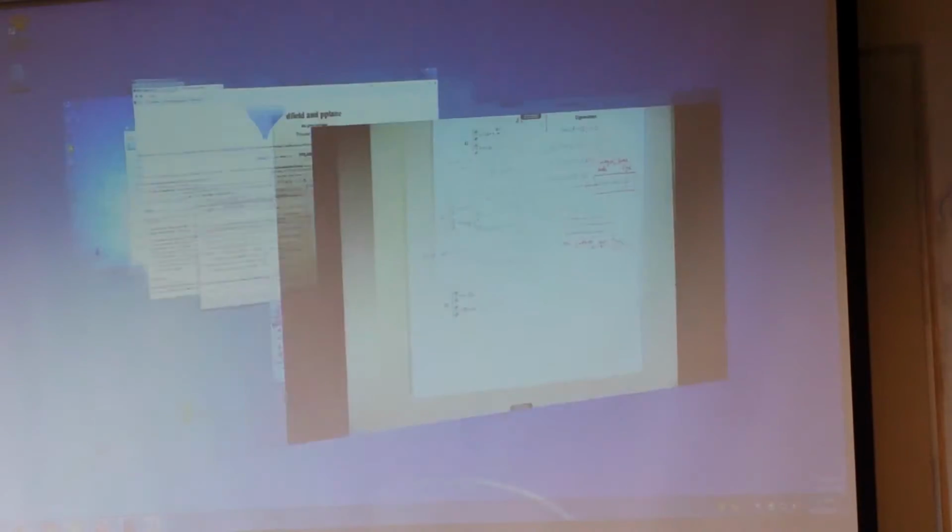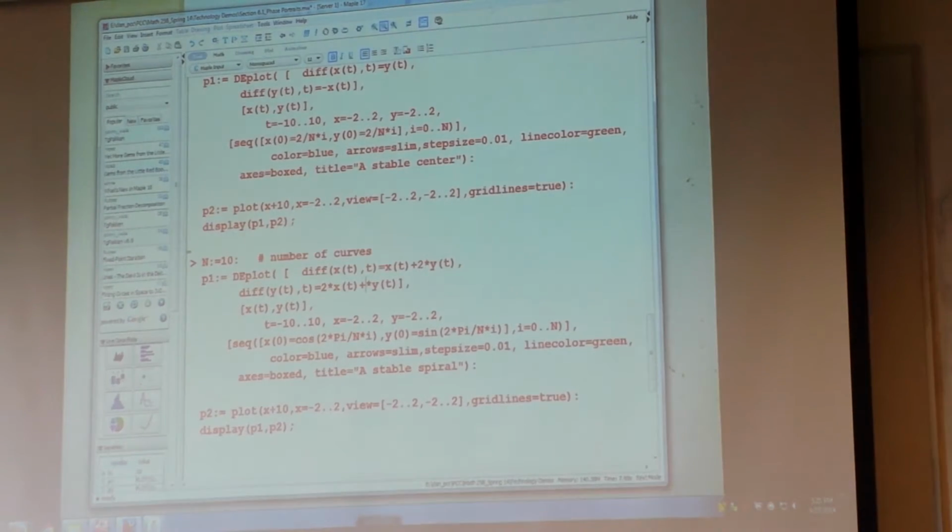So, all I've done is I've gone into the same one and I've changed these. Those are the two differential equations. So we have the derivative of x of t, so that's x prime equals x plus 2y, right? And dy/dt equals 2x plus y.